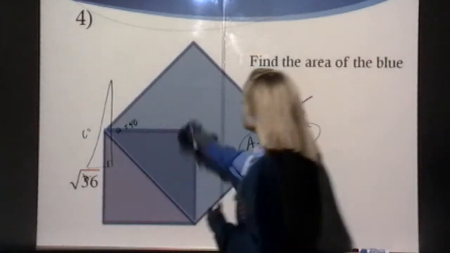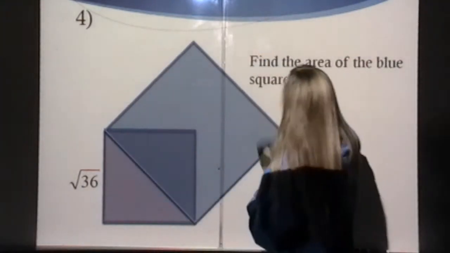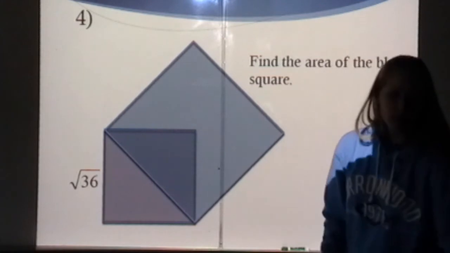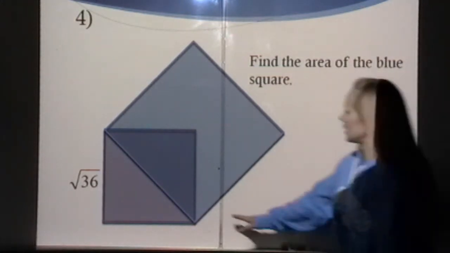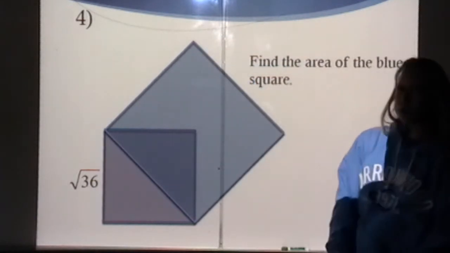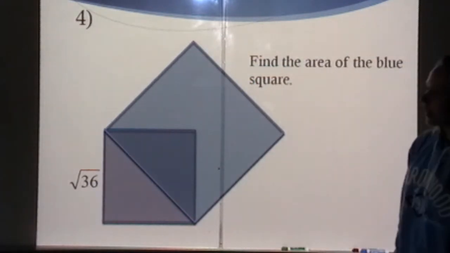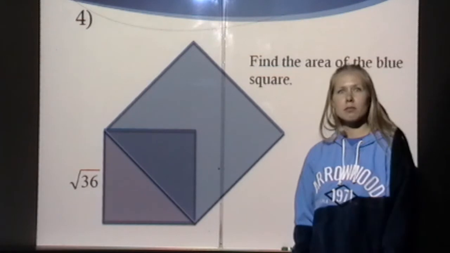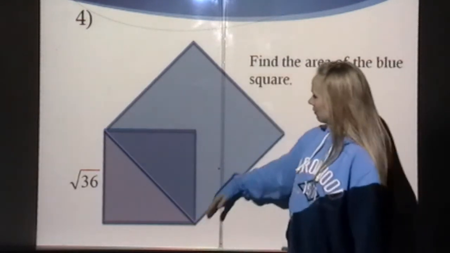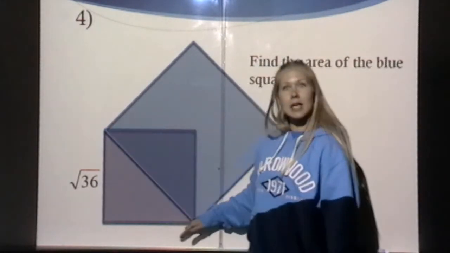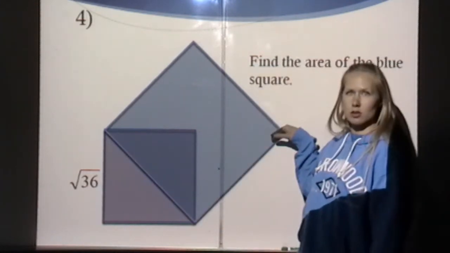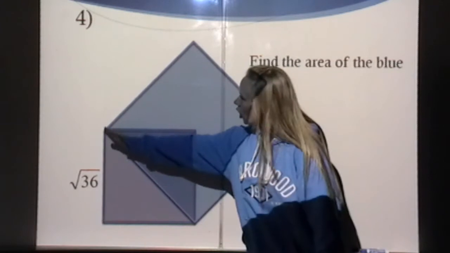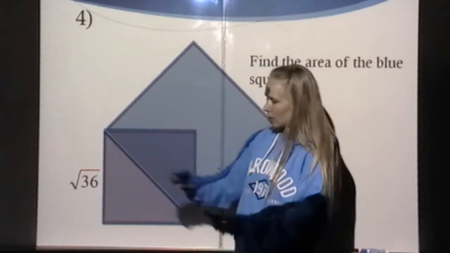Okay, number 4. Find the area of the blue square. We can see here, this is my blue square, it's the large one. Well, in order to find the area of a square, I have to multiply the side length by this side length. I can say base times height or length times width, but I know that they're the same length because it's a square. So I need to know the length right here.